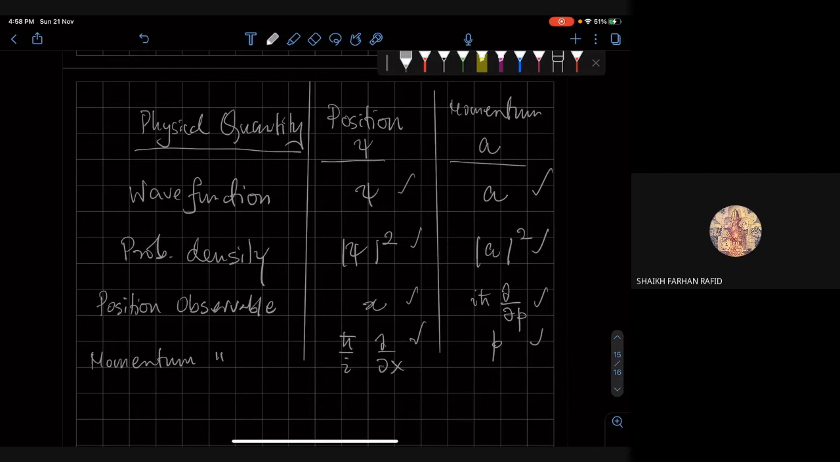The position observable in momentum, if I apply that on a wave function, I get the position. Exactly. Yeah. So the position observable is an operator, but it just acts by multiplication. x is just a number, right? x is not a differential operator.